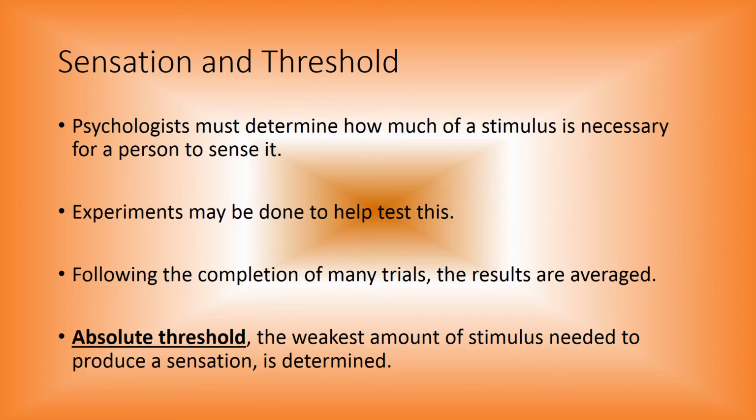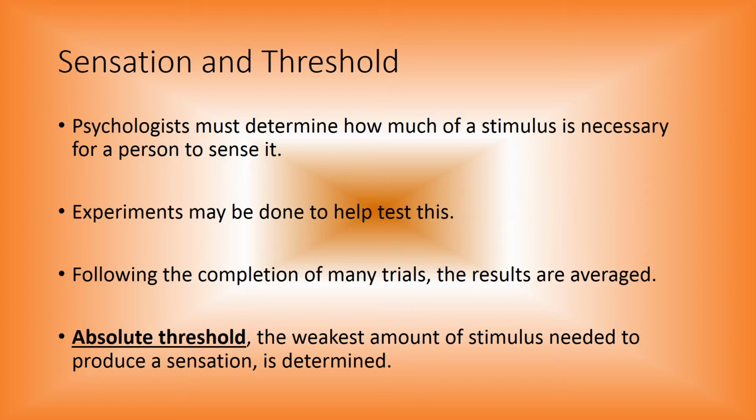Psychologists must determine how much of a stimulus is necessary for a person to sense it. And experiments can be done to help test this. For example, they might put a person in a dark room and then gradually increase the light and ask the person when they finally are able to detect the light. This determines how much light is needed before the person says, hey, yeah, I see it. And following the completion of many trials, the results are averaged. And this is what we know as the absolute threshold. This is the weakest amount of stimulus needed to produce a sensation.